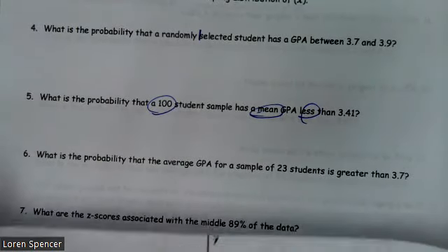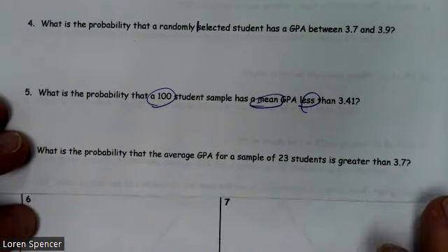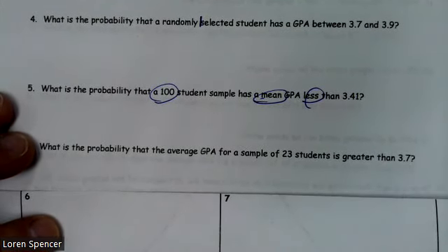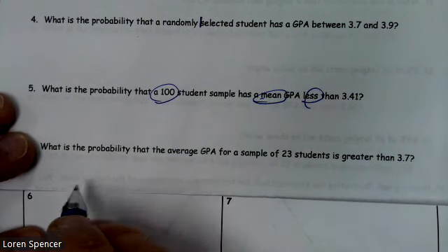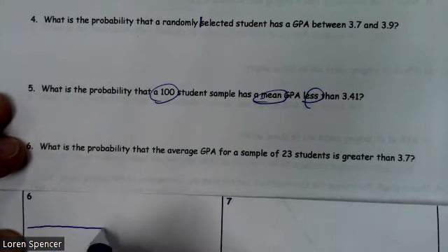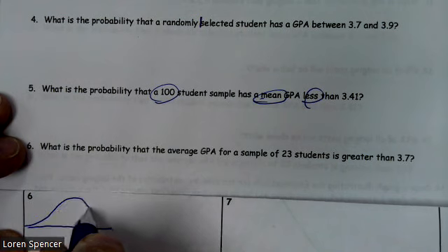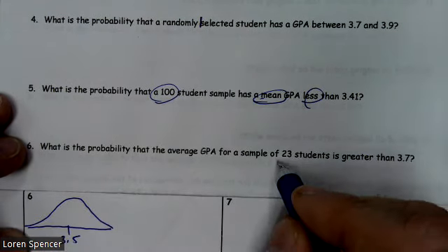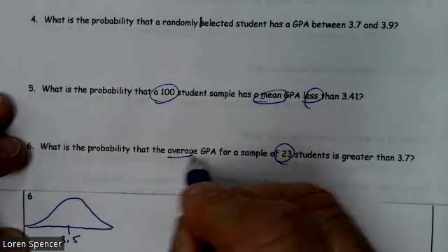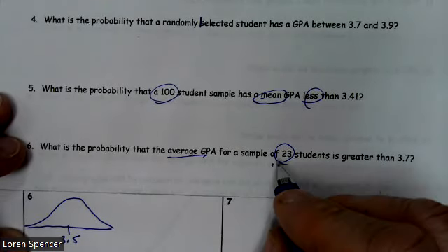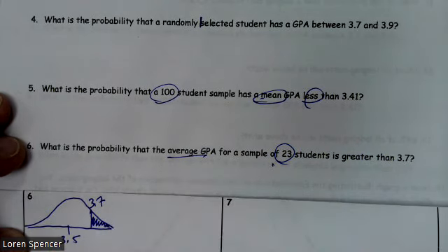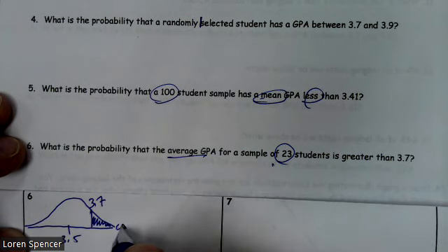All right, number 6. What is the probability that the average GPA for a sample of 23 students is greater than 3.7? All right, so this is going to follow the same rules as the last one. We're going to draw our graph, but we'll notice that it doesn't say anything about a percent. It gives us a sample size, and they talk about average. So that tells me it's going to be a z-test. Well, we know 3.7 is above 3.5, and this will go to infinity.